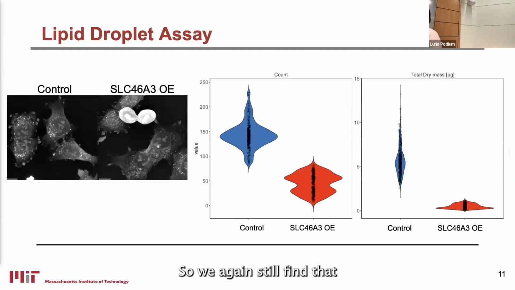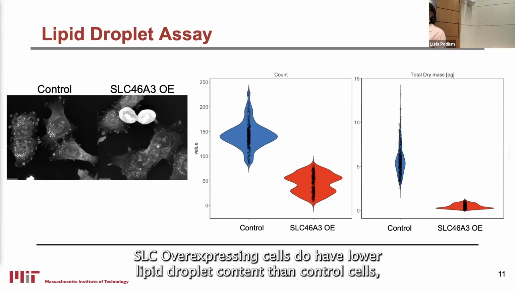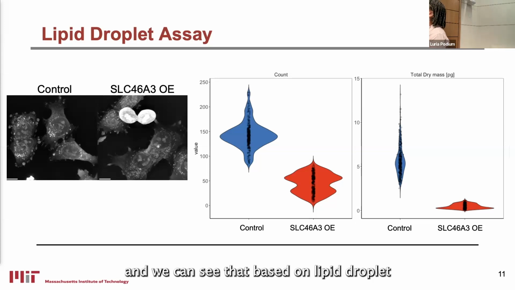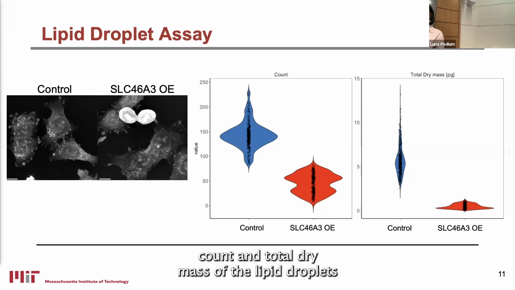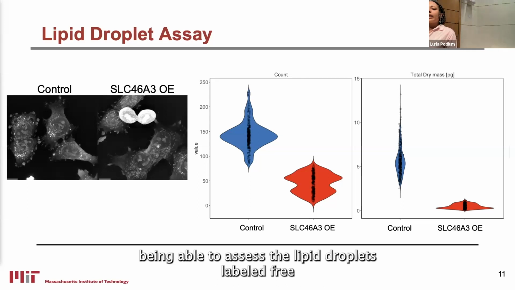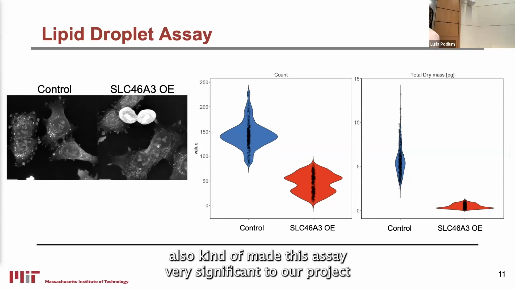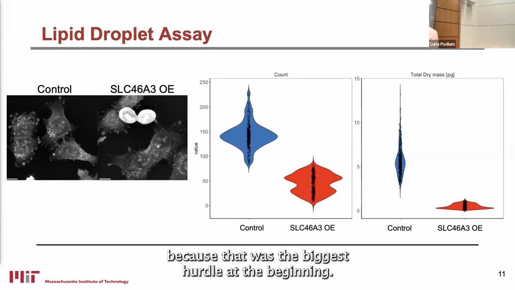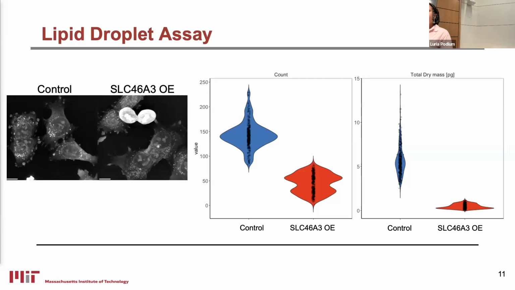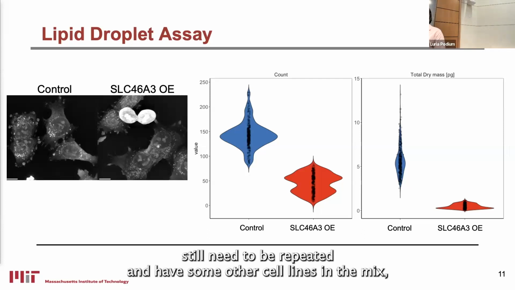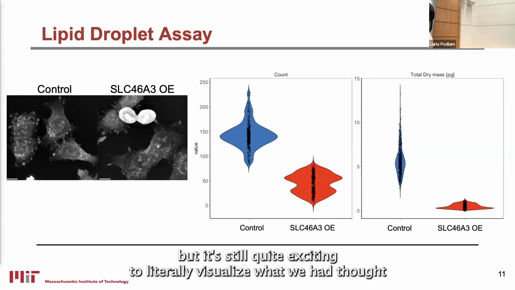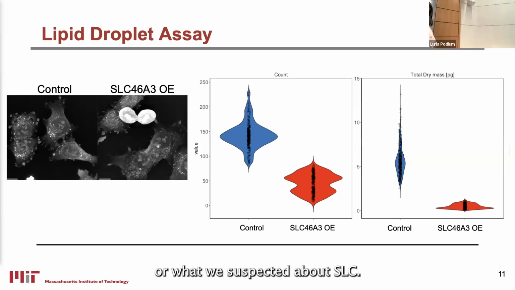So we, again, still find that SLC overexpressing cells do have lower lipid droplet content than control cells. And we can see that based on lipid droplet count and total dry mass of the lipid droplets. Being able to assess the lipid droplets label-free also made this assay very significant to our project, because that was the biggest hurdle at the beginning. And of course, this would still need to be repeated and have some other cell lines in the mix, but it's still quite exciting to literally visualize what we had suspected about SLC.